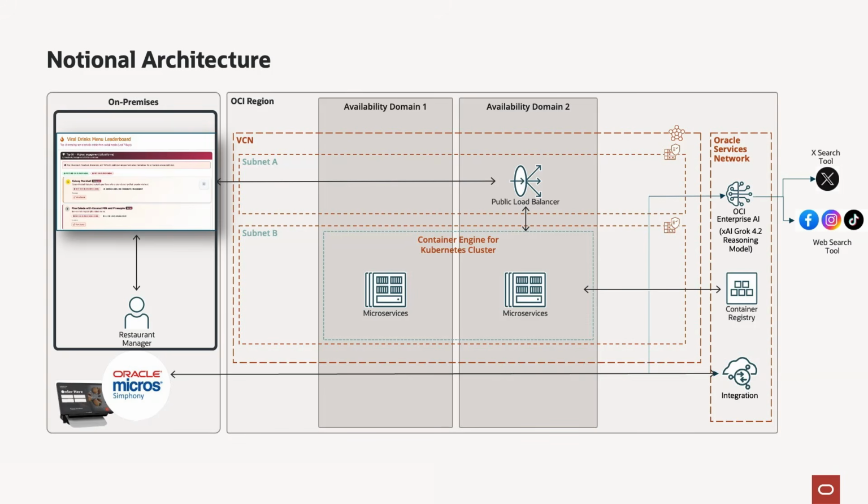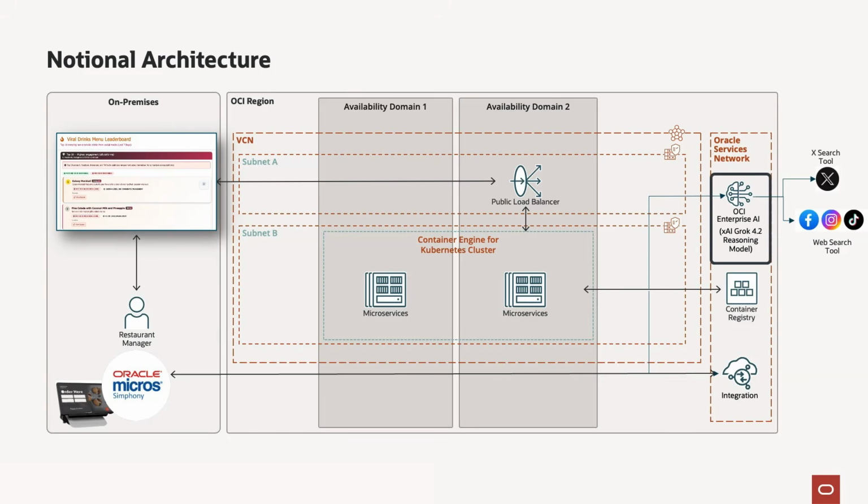To power this, we are using xAI's Grok 4.2 reasoning model within OCI Enterprise AI. It integrates directly with the X search tool, allowing us to retrieve the links from the X API, analyzing the posts, and identifying the viral drink trends in real time. For other platforms such as Facebook, Instagram, and TikTok, we leverage the web search tool to gather relevant data.